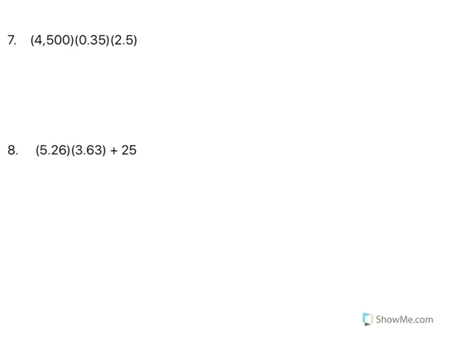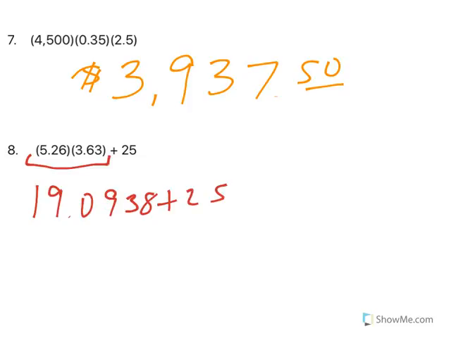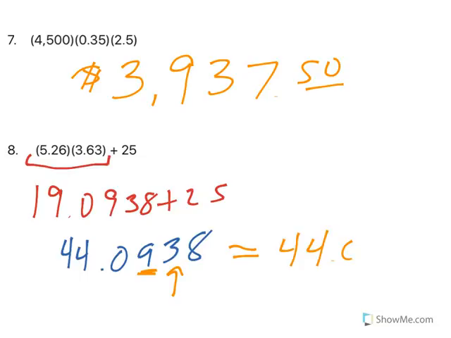Number 7, nice and easy. Let's multiply 3 numbers together, and it comes out nicely, look at me doing a dollar sign there, $3,937.50. If it comes out to 2 decimal places, there's nothing you really have to do. In number 8, we're going to multiply before we add. When I multiply these together, I get 19.0938, and I'm going to add 25. When I add 25, I get 44.0938. Again, we're rounding to the nearest cent, 3 rounds down, so I end up with 44.09.